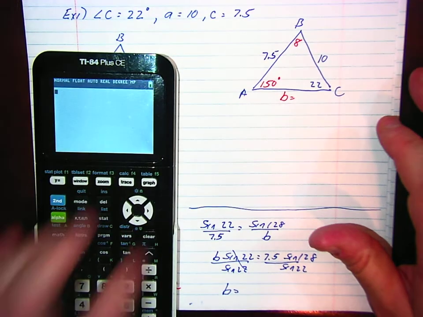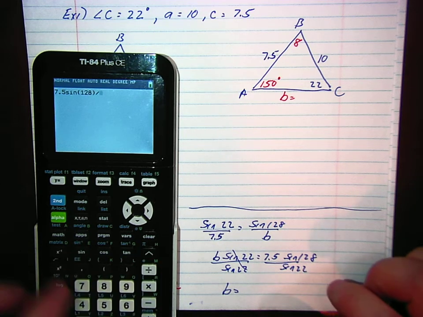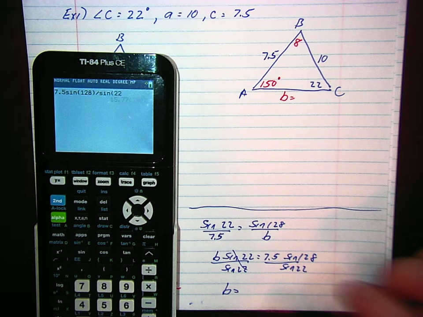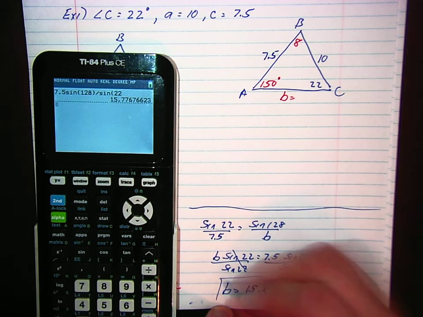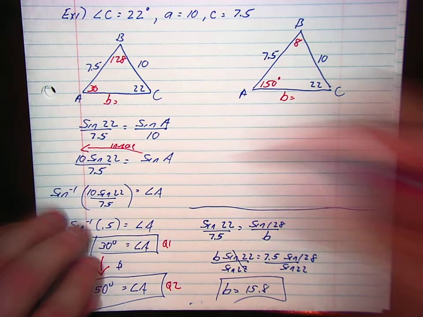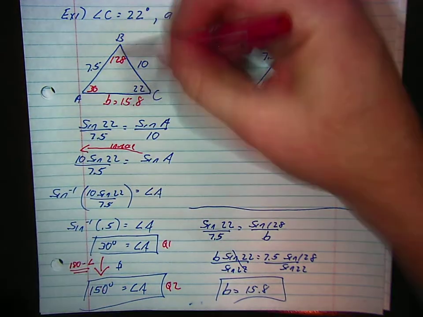So nothing new there. So what do I got here? 7.5 times the sine of 128 divided by the sine of 22, 15.8. Put that in the triangle number 1 up here. And you're done. That one.